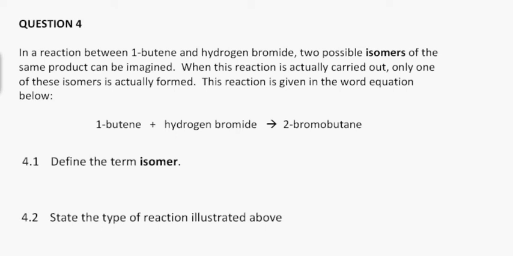Right, question 4. This question focuses on the reaction between butene and hydrogen bromide. 4.1 asks you to define the term isomer.